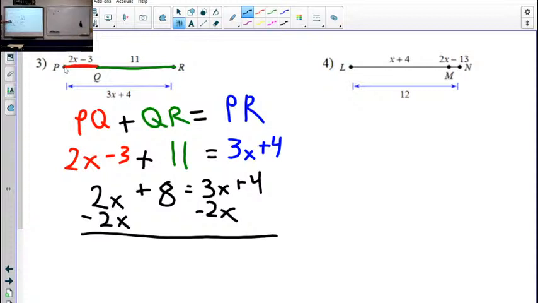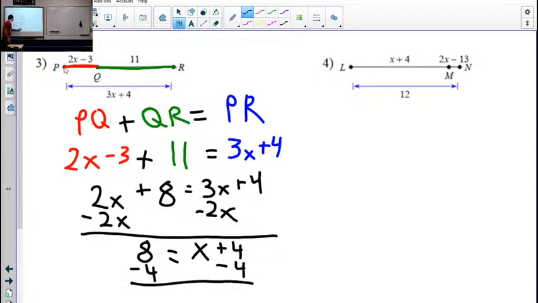So the 2x's here, the reason I'm subtracting 2x is so that the 2x's on the left side can cancel, and I just have 0. So the only thing that's remaining on the left side is an 8. And then over on the right side, 3x minus 2x is a 1x plus 4. So then I've got adding on this side that I want to get rid of by subtracting. And I get x to be 8 minus 4 is 4.